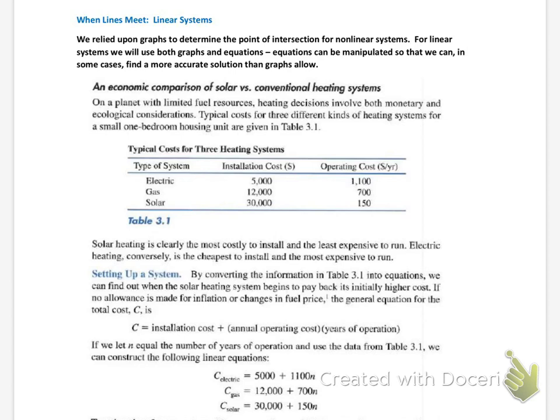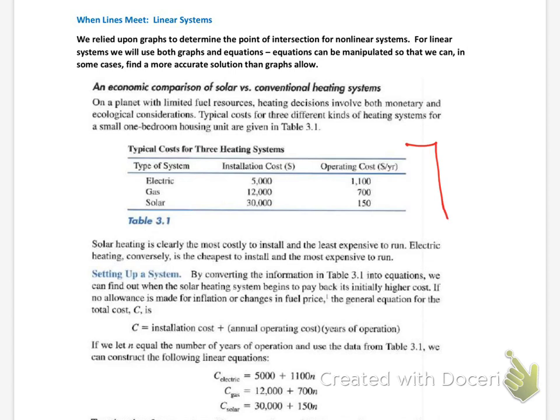So when we had the nonlinear system, we had to rely upon the graphs to determine the point of intersection. But when you have a linear system, you have some more options. You can use both the graphs and equations, and equations can be manipulated so that we can, in some cases, find a more accurate solution than graphs allow. So in this next example, we are looking at an economic comparison of solar versus conventional heating systems. So basically it's solar versus gas versus electric.